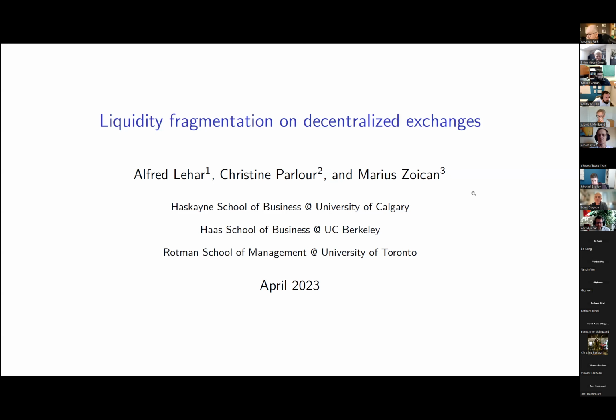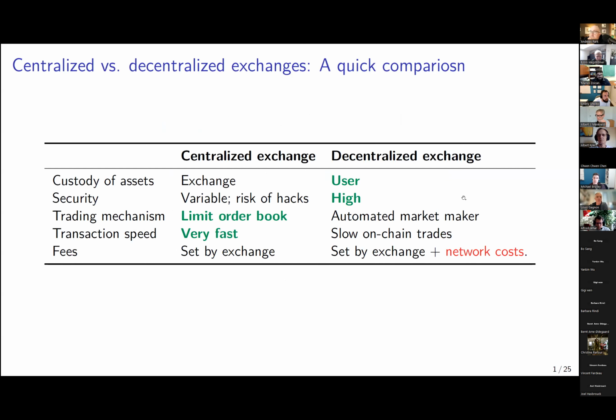So first, what are decentralized exchanges? Because that's probably not at the forefront of people's mind. They're essentially a type of market design where traders can interact directly with the matching engine, which is just a piece of code or a smart contract that lives on the blockchain. So basically, you're interacting directly with the market.